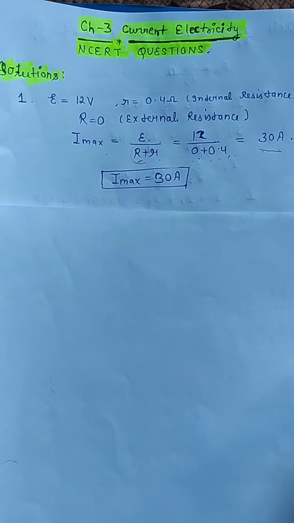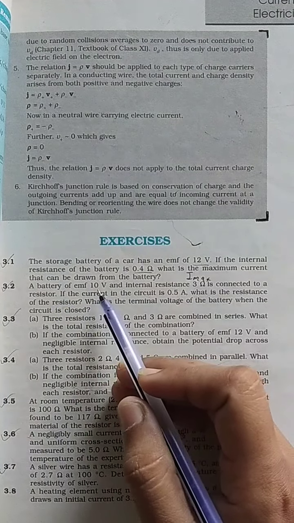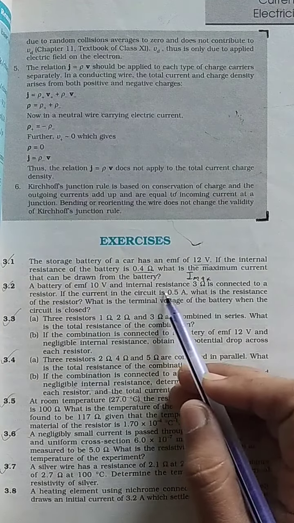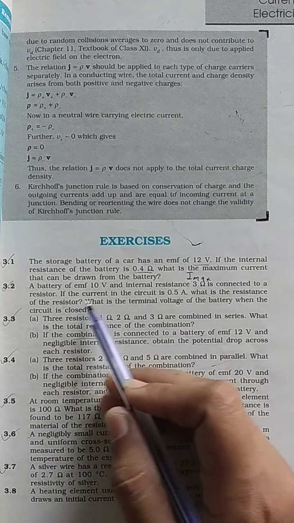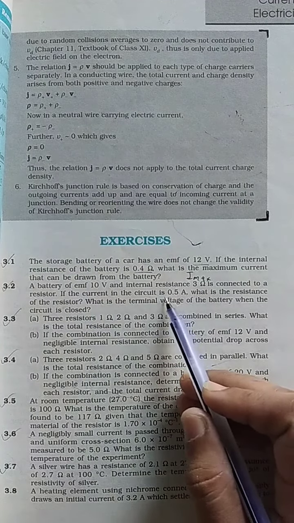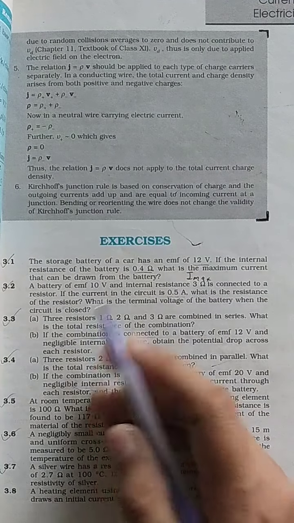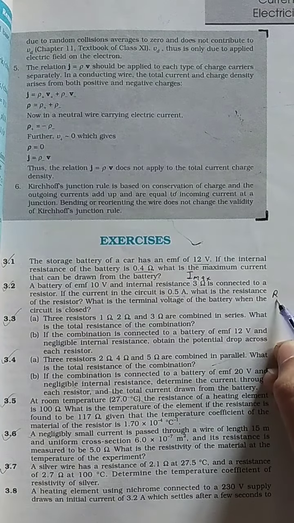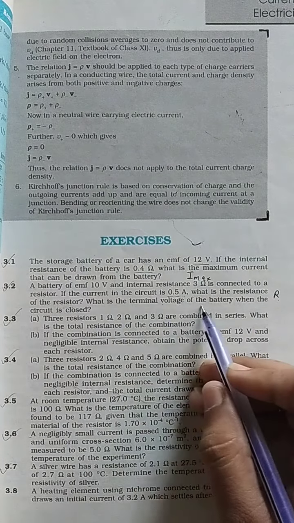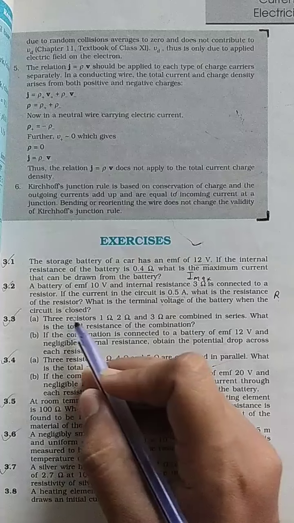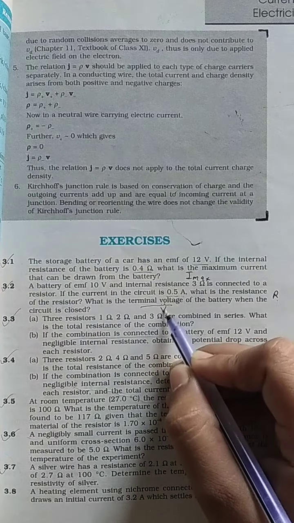Now going to our second question. The second question is, a battery of EMF 10 volt and internal resistance 3 ohm is connected to a resistor. If the current in the circuit is 0.5 ampere, what is the resistance of the resistor? We have to find out the value of R, that is the resistance of the resistor. What is the terminal voltage of the battery when the circuit is closed? And we have to find the value of terminal voltage, that is V.